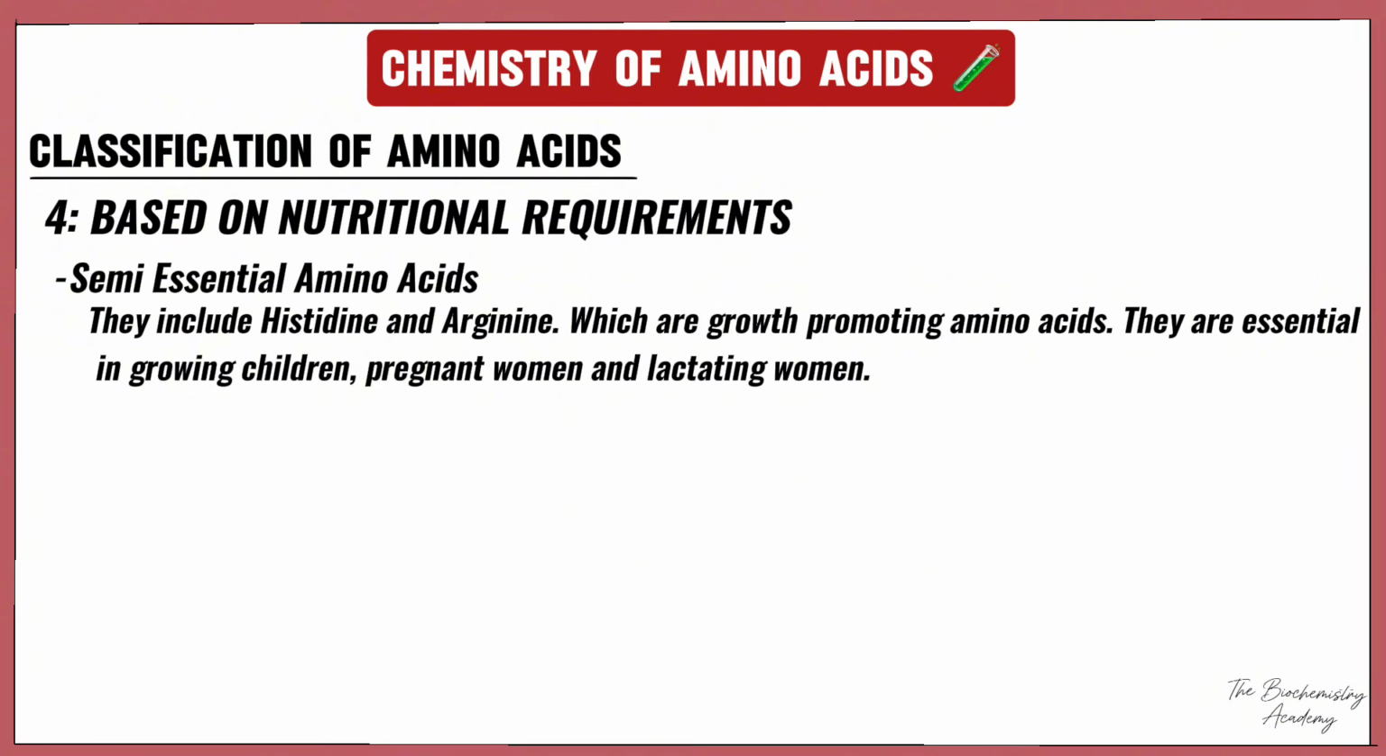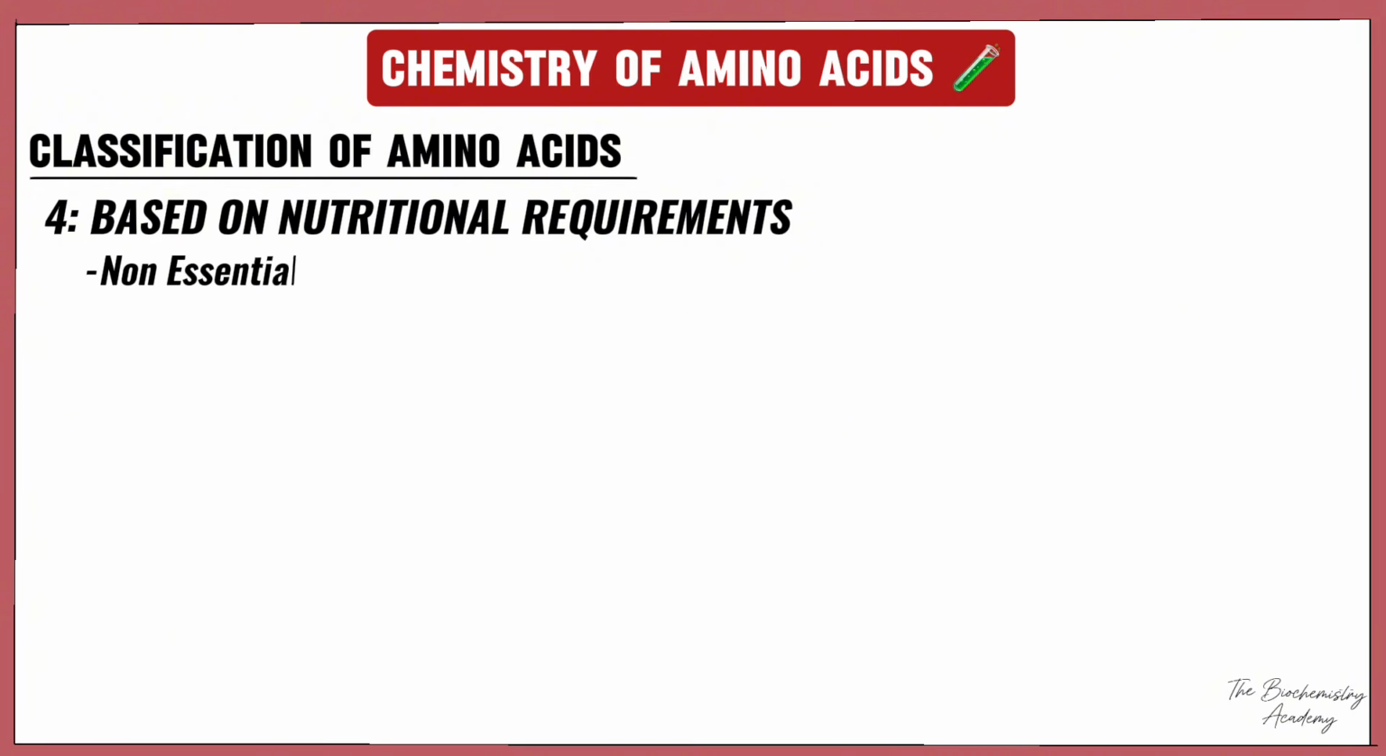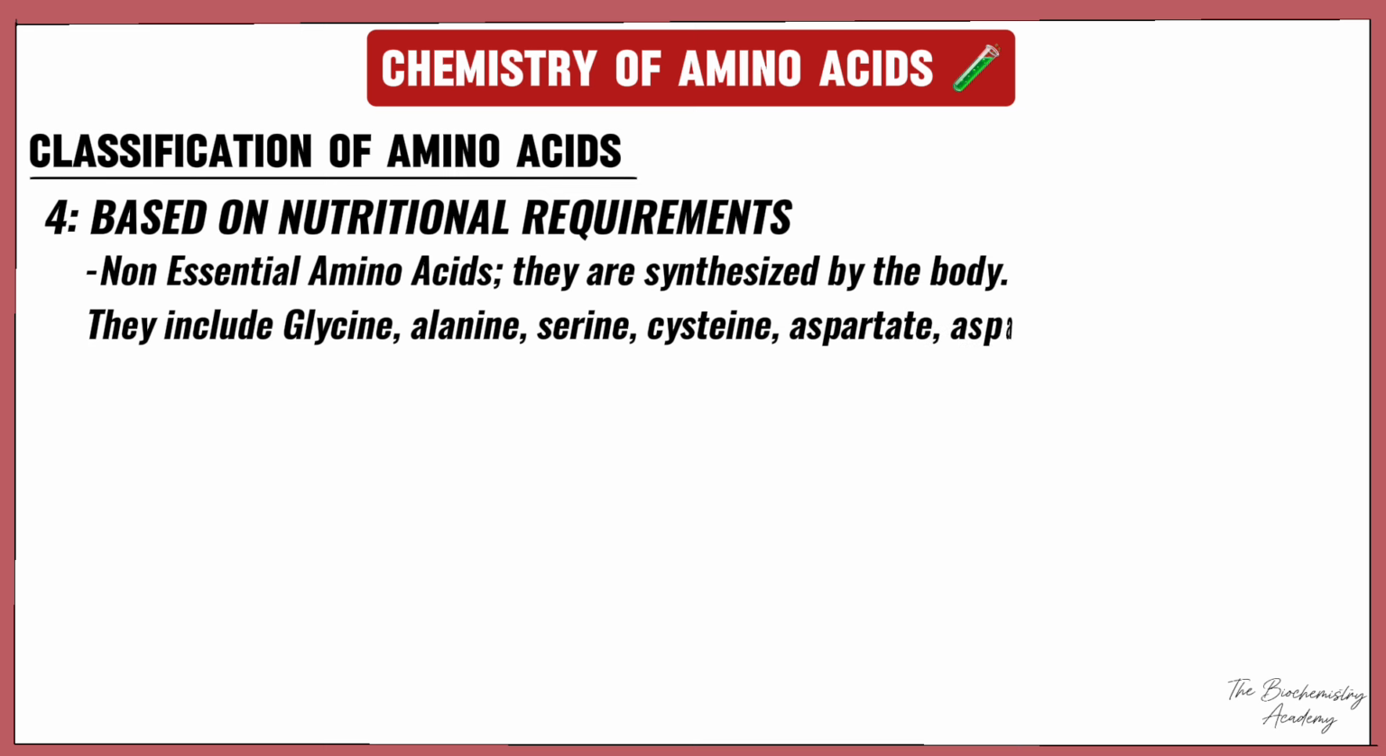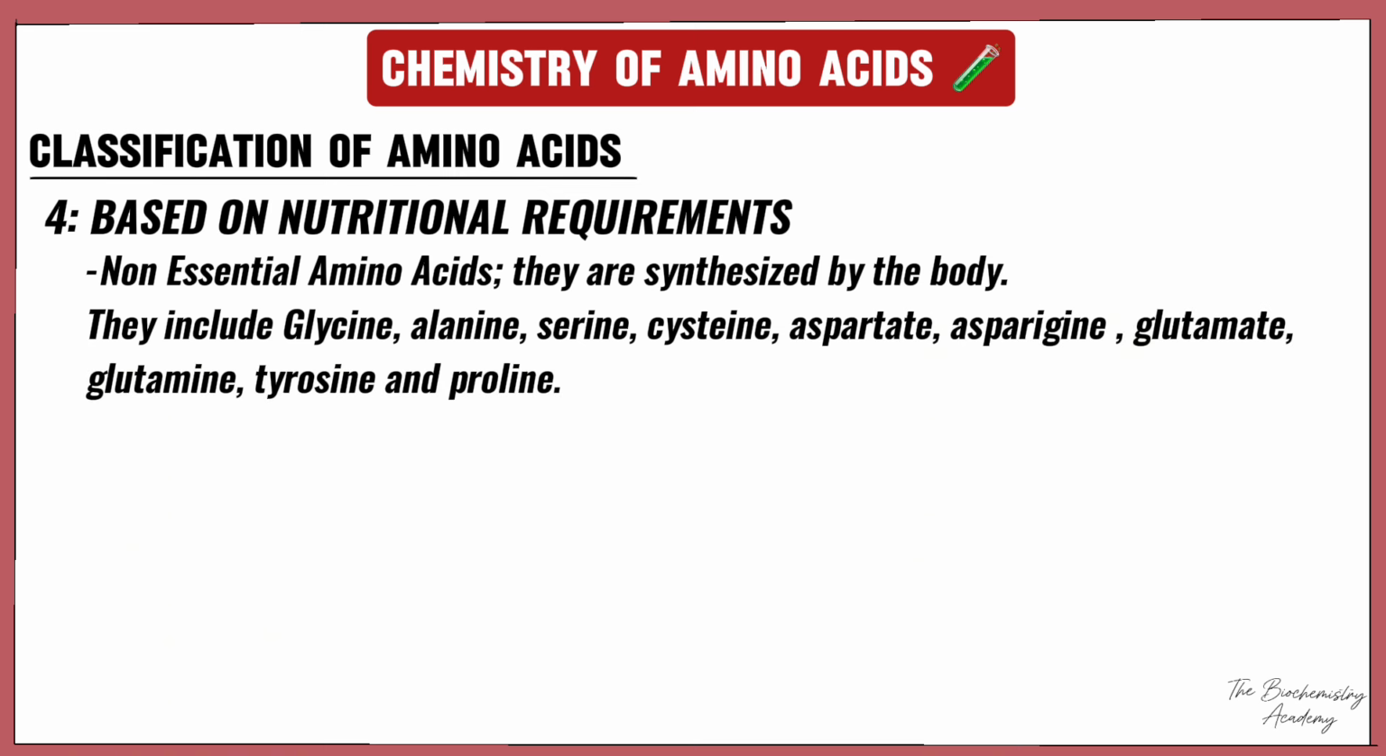Now, let's talk about the non-essential amino acids, which are synthesized by the body, and they include glycine, alanine, serine, cysteine, aspartate, asparagine, glutamate, glutamine, tyrosine, and proline.